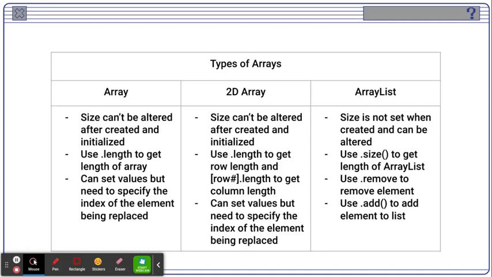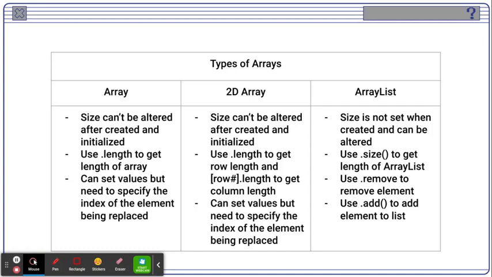To get the size in our array, you must use the .length function, and for the 2D array, use the .length to get the row length and the row number .length to get the column length. .size is used in an array list to return the length of the array.